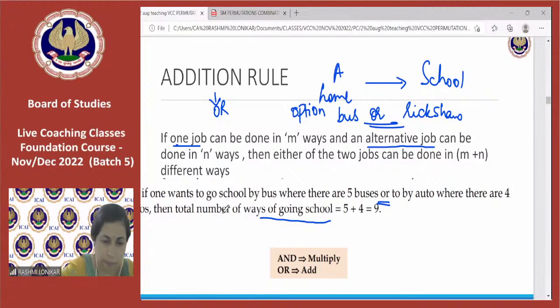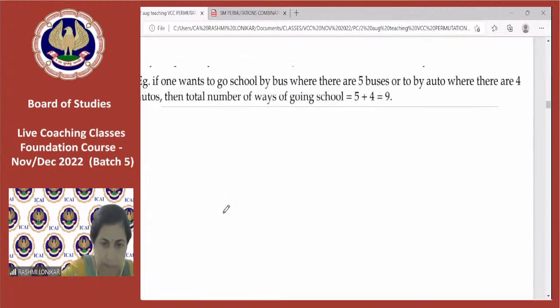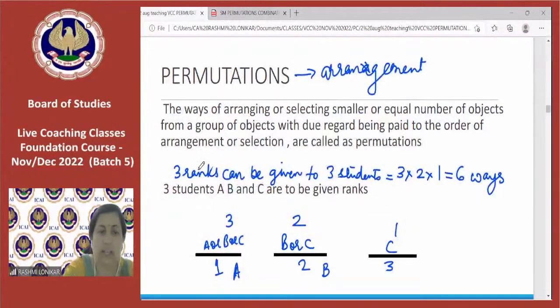Okay. So we said that permutation is a way of arranging the objects in a group.